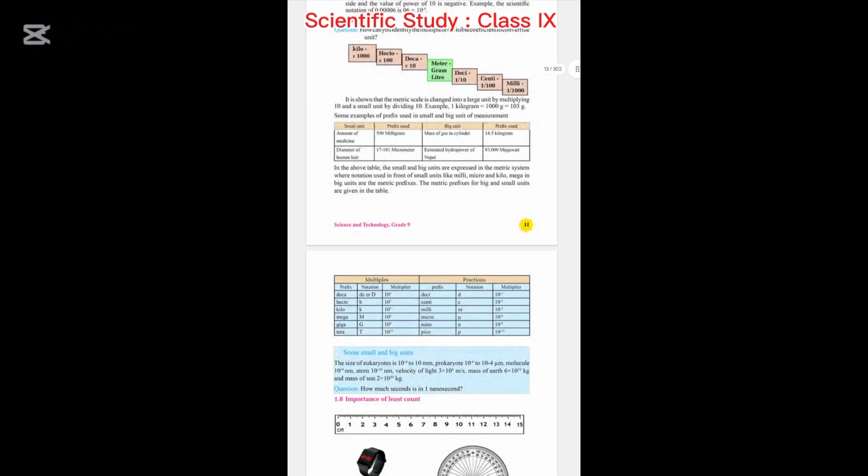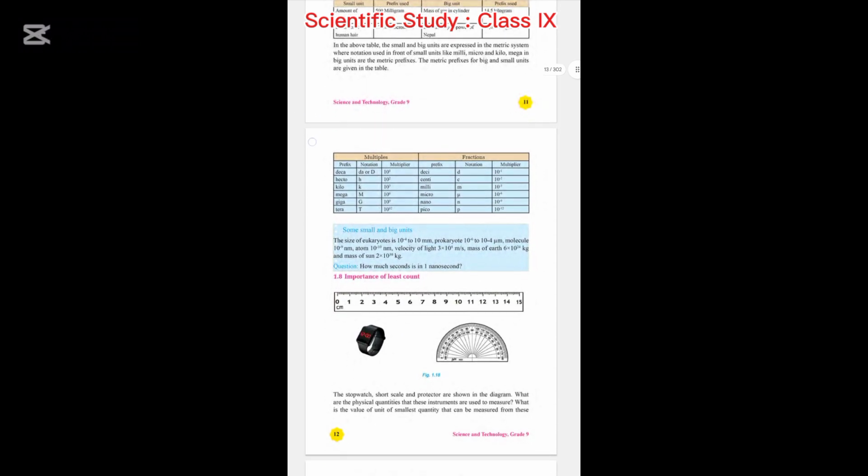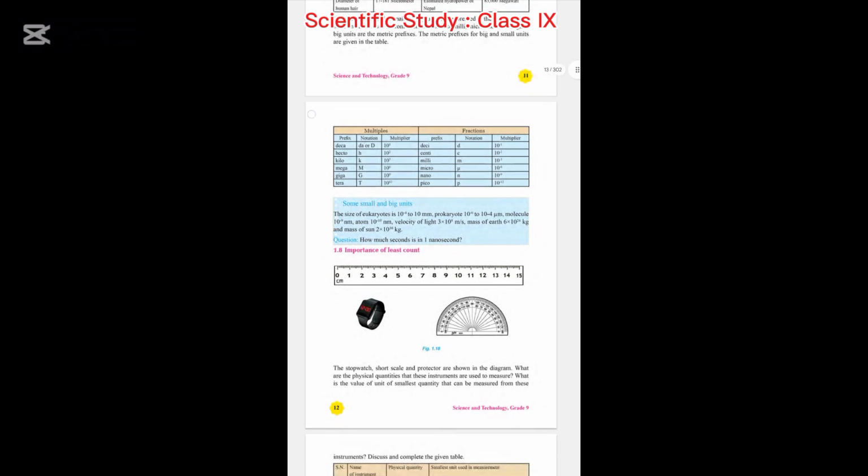Metric prefix. This is a metric prefix. Deca means 10 power 1. Deca, hecto, kilo, mega, giga. Deci, centi, milli, micro, nano, pico.